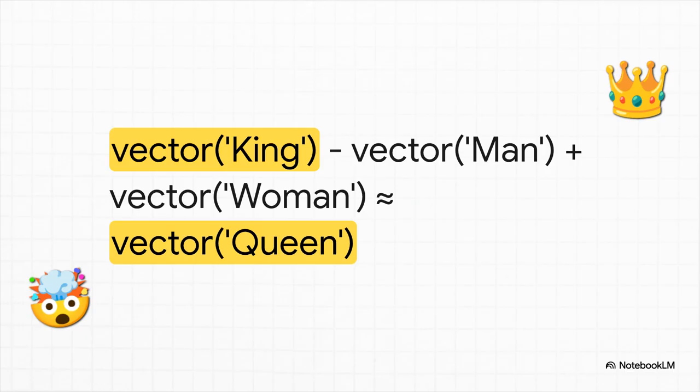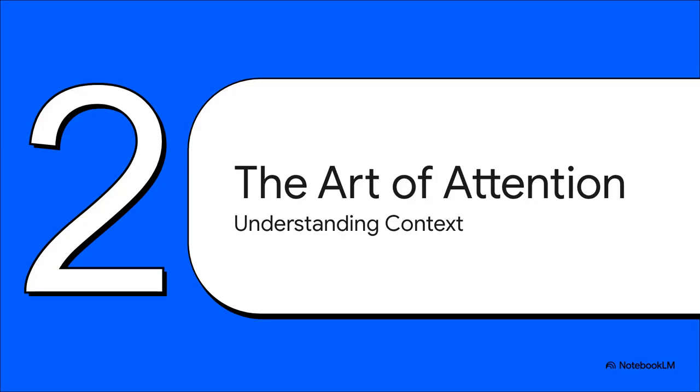This vector space actually captures relationships. I mean, check out this classic example. If you take the vector for king, subtract the vector for man, and then add the vector for woman, you land almost exactly on the vector for queen. That is pure mathematics capturing these really abstract human ideas like gender and royalty. It's incredible.